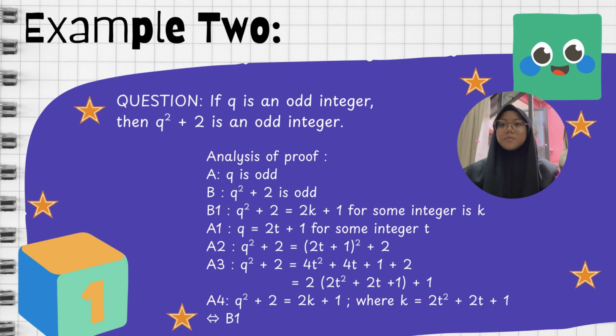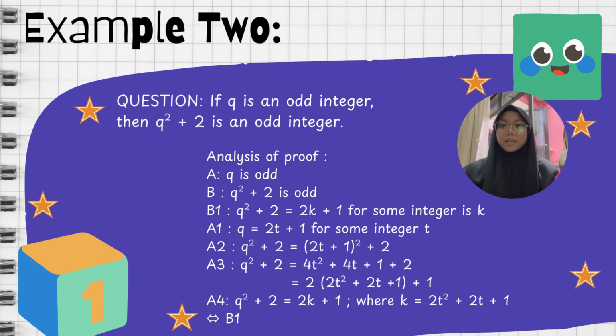So, we move on to example 2. The question is, if q is an odd integer, then q squared plus 2 is an odd integer. Analysis of proof. A, q is odd, which is our hypothesis. B, q squared plus 2 is odd, our conclusion.